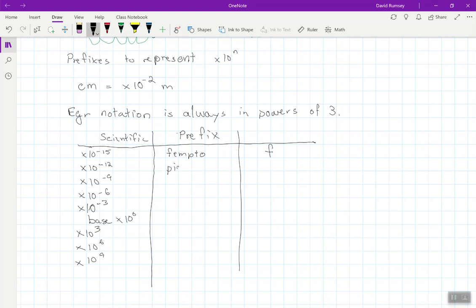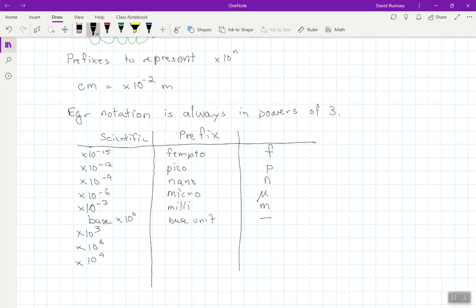Times 10 to the negative 12th is pico. So this is just a p. Times 10 to the negative 9th is nano. So this would be an n. And then this is micro, which is the Greek letter mu. And then this is milli, which is a lowercase m. And then the base is just like the base unit.